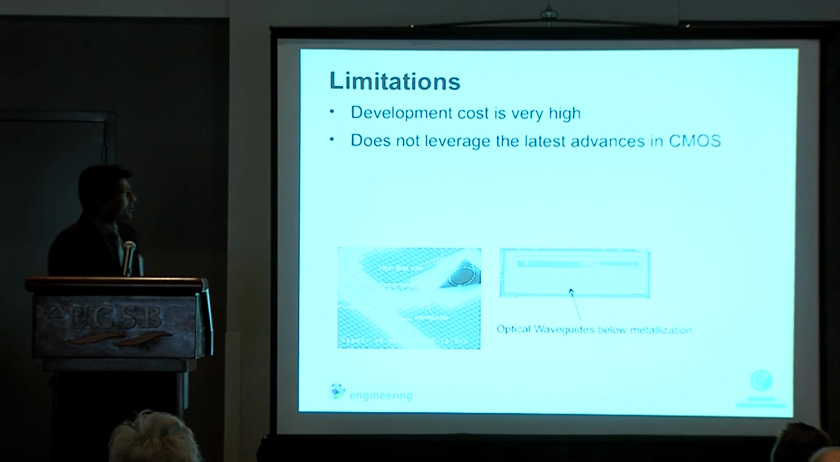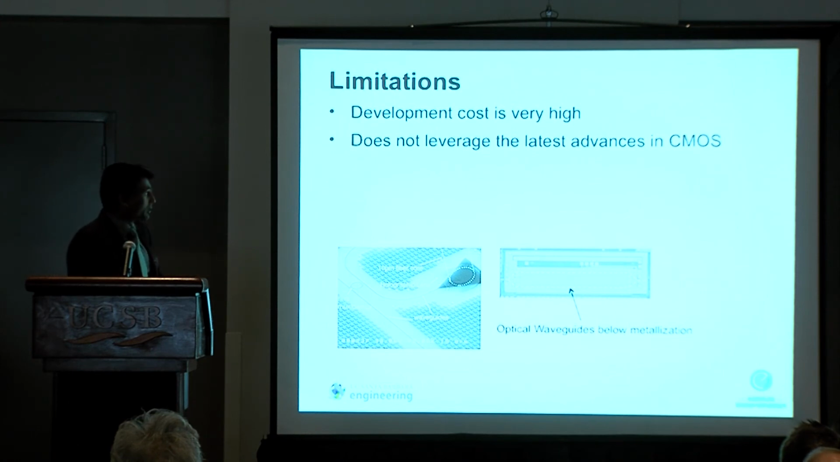And the other thing is, every time you change the CMOS node, let's say you go from 90 nanometer to 65 nanometers, you have to redesign your entire photonic process. So you actually do not leverage the latest advance in CMOS. So you're not decoupled. Your CMOS and photonics are not decoupled with each other. So you have to keep in pace, basically, which makes it very difficult.